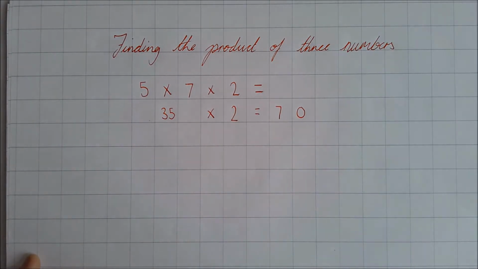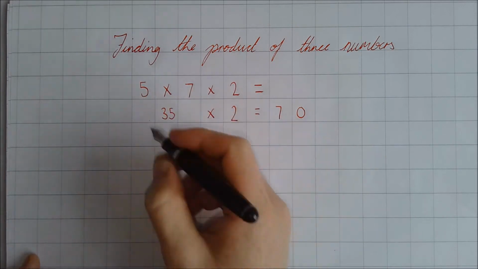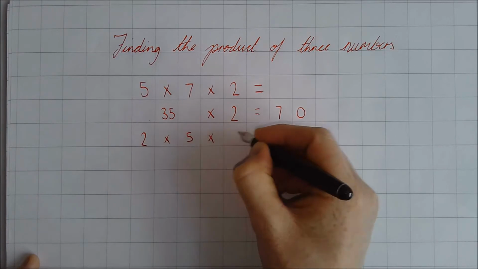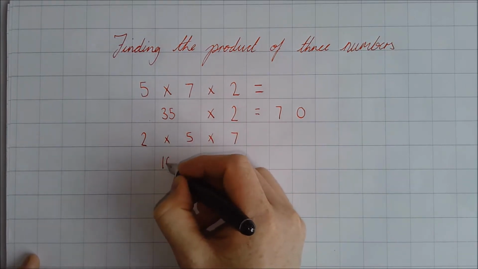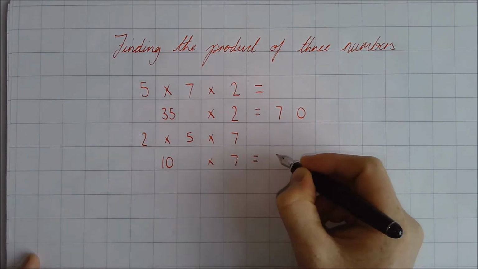What about if we change the order? Let's say we did 2 times 5 times 7. So 2 times 5 is 10. I'm going to write that underneath. Times 7 equals 70.